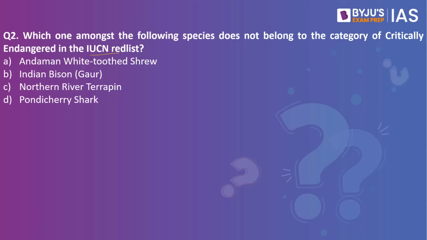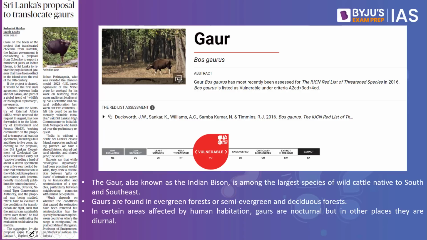We have Andaman white-toothed shrew, Indian bison or gaur, Northern river terrapin, Pondicherry shark. The answer to this is Indian bison or gaur. Why have we taken this practice question? Because this article in The Hindu makes a reference to the Indian gaur. If you look into the IUCN status of gaur, it is vulnerable, it is not critically endangered.